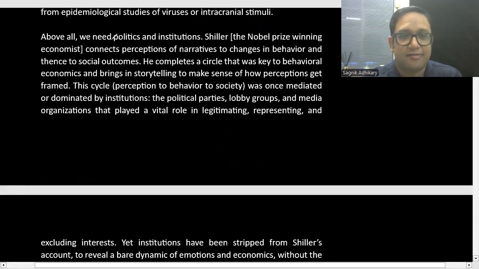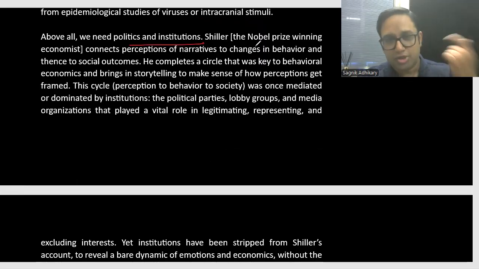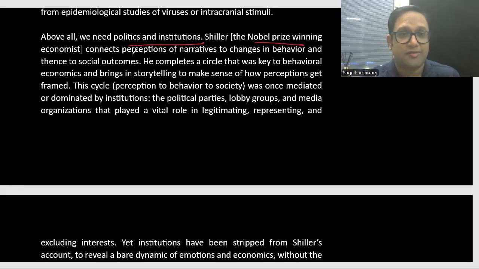Finally, the last paragraph, it says, above all, we need politics and institutions. So this talks about the political influence on economics. Schiller, the Nobel Prize winning economist, connects perceptions of narrative to change in behavior and thence to social outcomes. He completes a circle that was key to behavioral economics, brings in storytelling to make sense of how perceptions get framed.